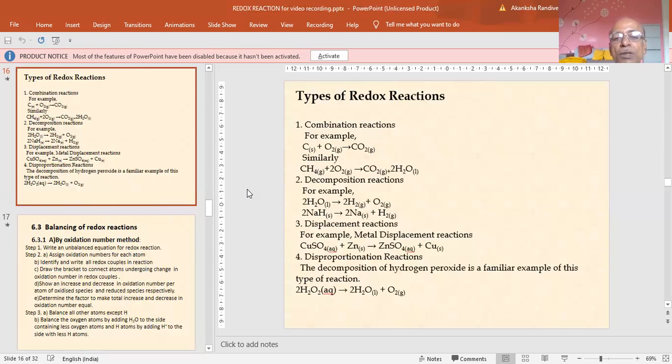Similarly, sodium hydride on decomposition gives sodium solid plus hydrogen gas. So this is a decomposition type of reaction.